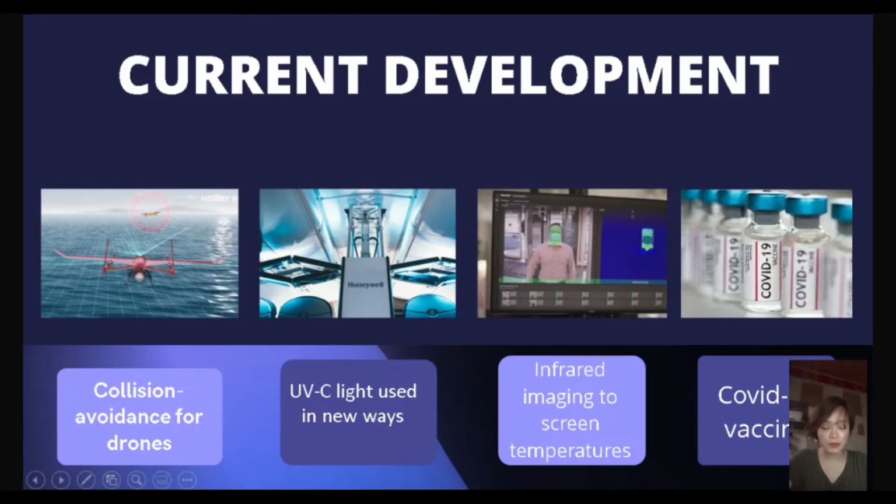These are current developments in the information era. The first one is collision avoidance for drones. The next one is UVC light used in new ways. The next one is infrared imaging to screen temperatures. And the last one is the COVID-19 vaccine.